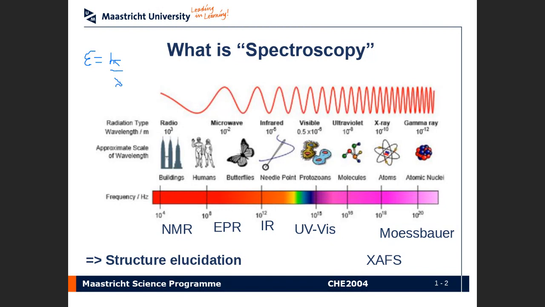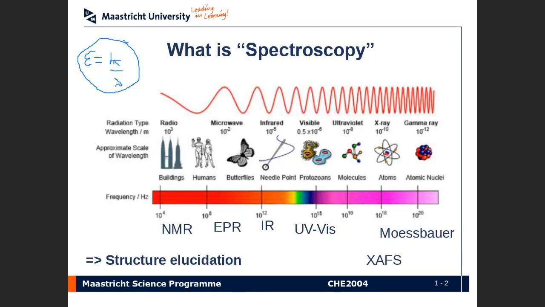There's another important wave equation, which is the relationship between the speed of the wave, the speed and the frequency. So these two equations are very important: E equals hc over lambda, and then the relationship between frequency and wavelength.